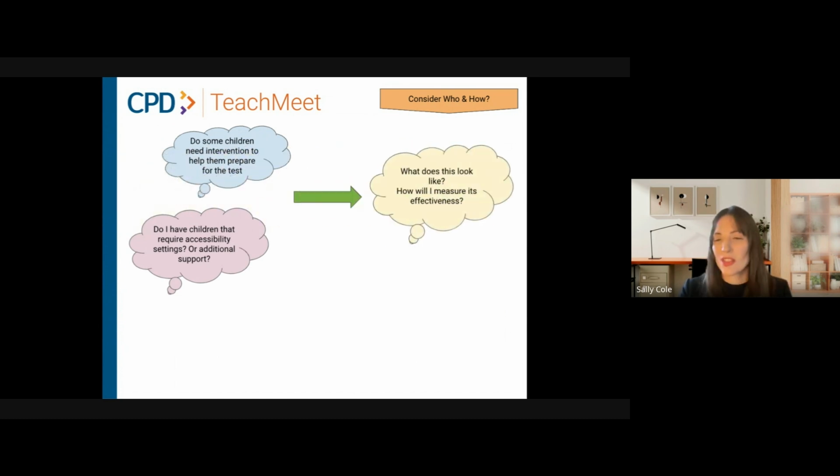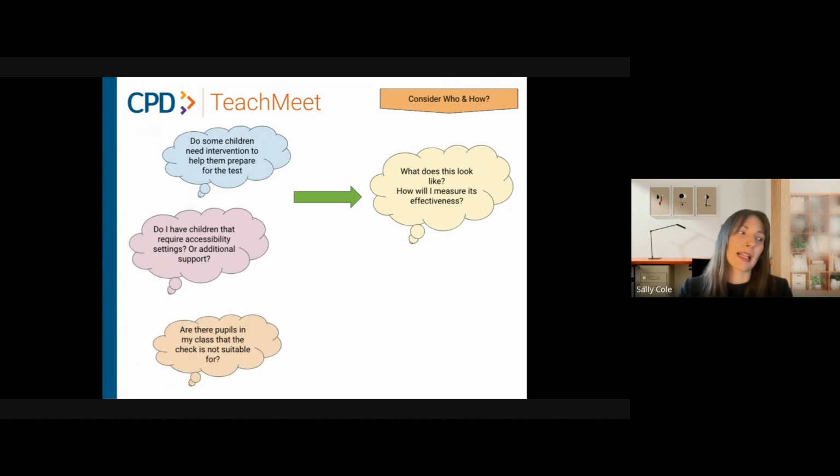And then just thinking about what that looks like in terms of the intervention, but also thinking about how am I going to measure the effectiveness. It's really important that if we're given an intervention, that we're doing it in an effective way and that we're measuring that. So being reflective practitioners.